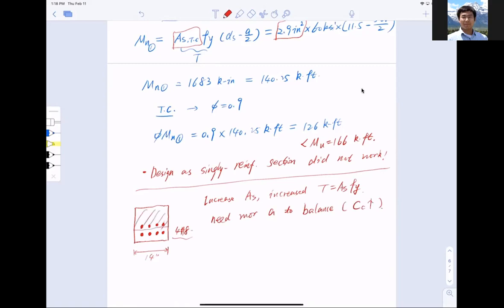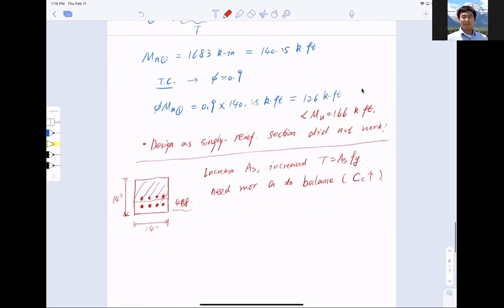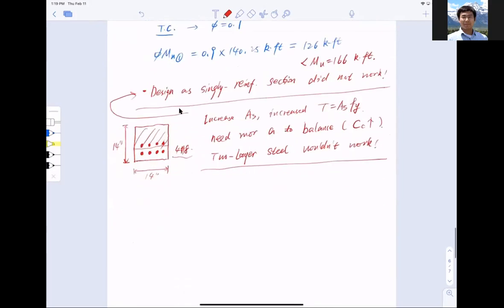You say, why, Bob? How do you know? You haven't fit it in yet. I know that because the height is so short. It's only 14 inches. So simply said, 2-layer or multiple-layer steel, in this case, wouldn't work. And that justifies the reason why we cannot design as a singly reinforced section.